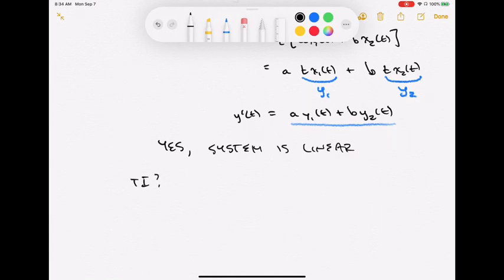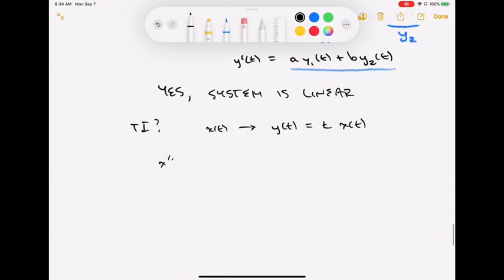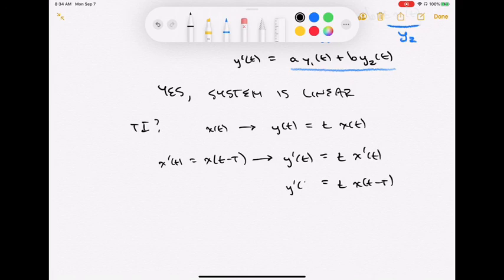What did we know? We had an input x of t, and it generates an output y of t equal to t x of t. If I look now at a new input, call it x prime, equal to just a delay of this other guy, x of t minus capital T, and feed that into my system, I get my output to that input, y prime of t, and that's going to be equal to t times the input, x prime of t. And what is that guy? That is t times x of t minus capital T. That's my y prime of t. But that is not equal to y of t minus capital T.